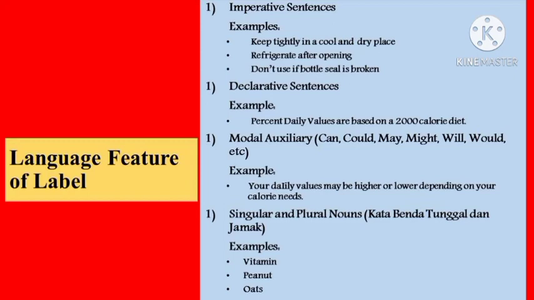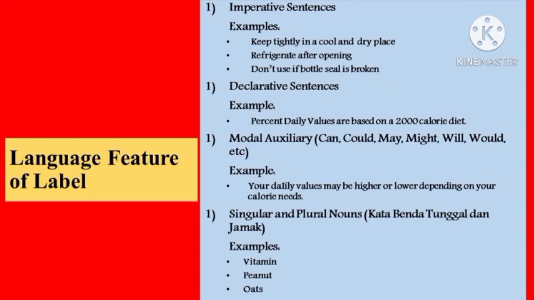And the third is modal auxiliary. They are can, could, may, might, would, will. For example, your daily value may be higher or lower depending on your calorie needs. May, the use of may. You can consume it after meal. For example, it's like that.